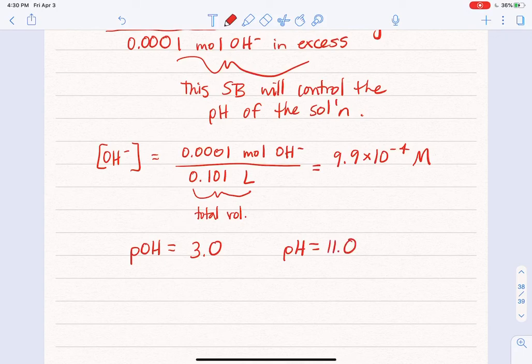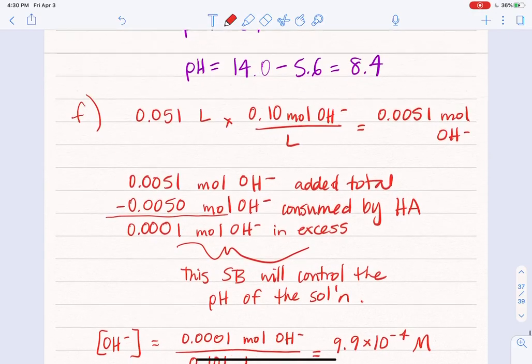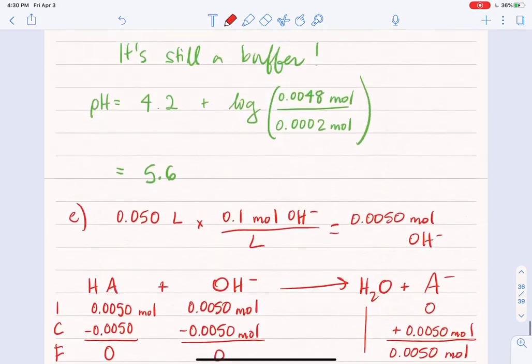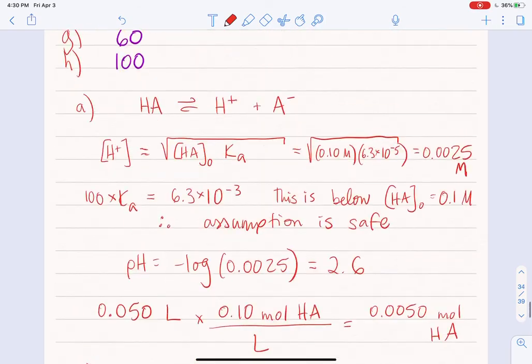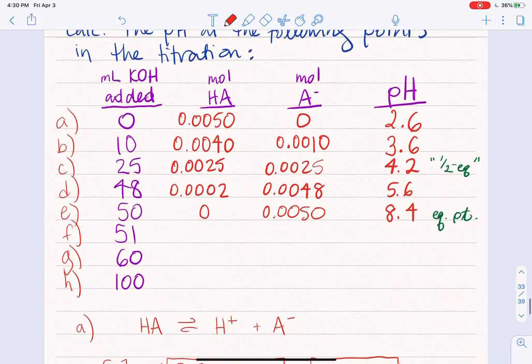So this is highly basic now because it's a strong base, and the strong base is going to be controlling the pH of the solution from now on in this titration. So here's my chart. I don't have any moles of HA anymore, and I never will again as far as this titration is concerned. I do still have the 0.005 moles of benzoate, but I don't really need them to figure out the pH because really here and from now on it's going to be a strong base calculation. So I get a pH of 11.